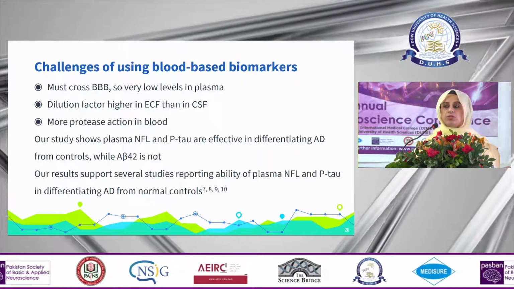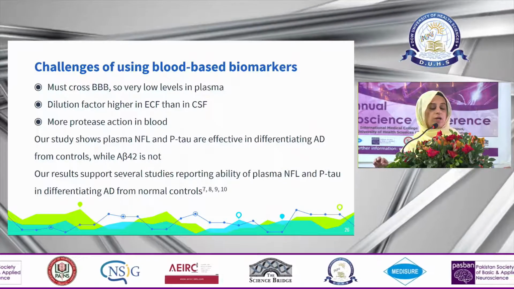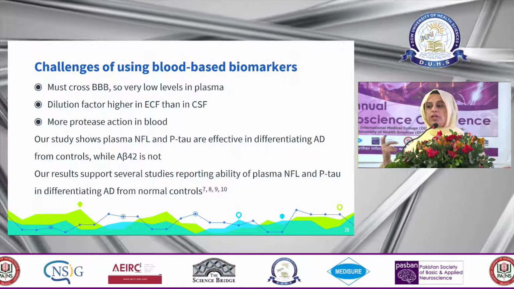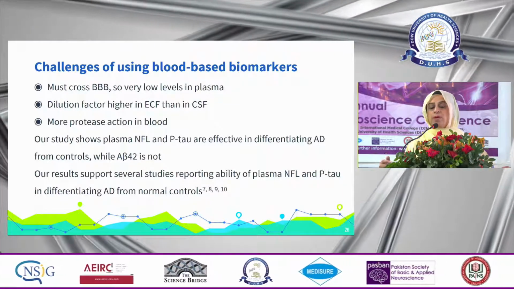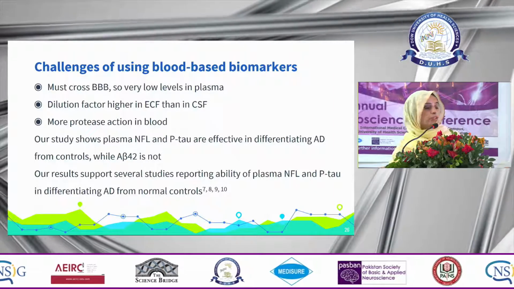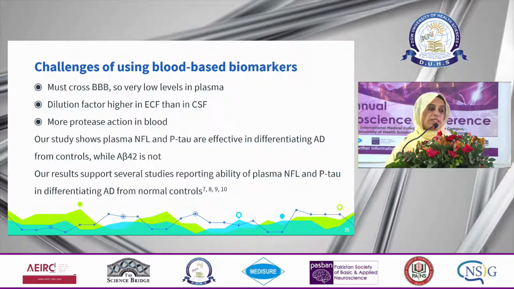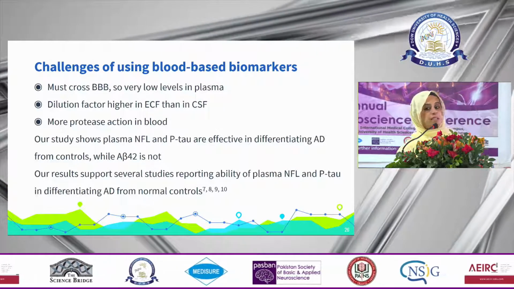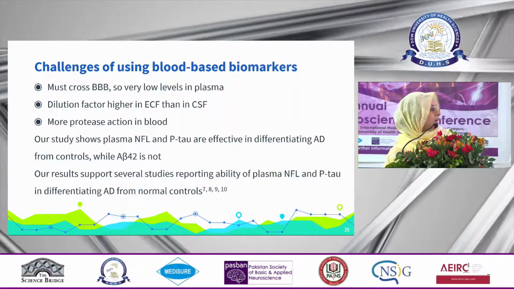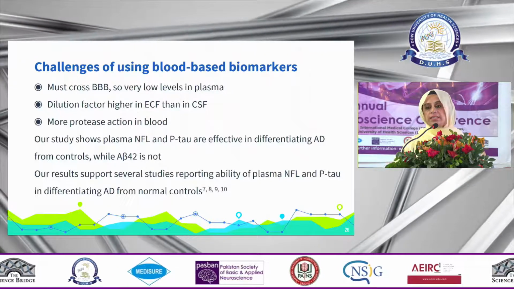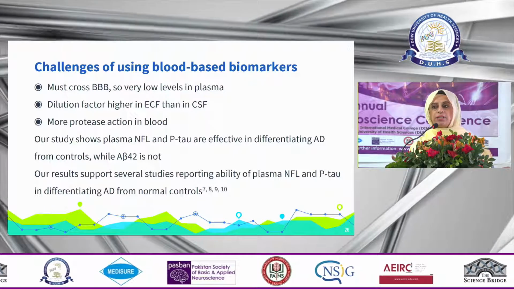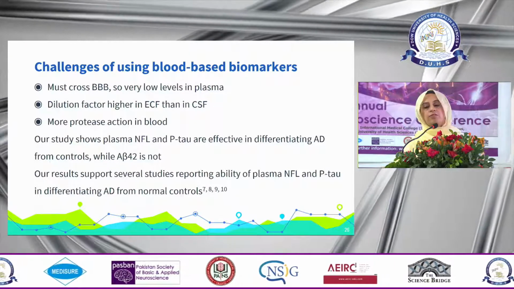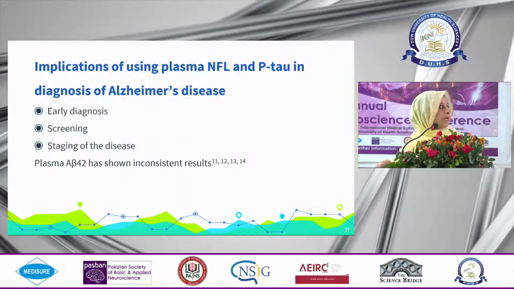However, there are some challenges with using blood-based biomarkers, some important ones being that these proteins have to cross the blood-brain barrier, and hence very low levels of these proteins appear in the plasma, which is difficult to measure. Dilution factor is higher in the extracellular fluid as compared to CSF, and also the protease action is more pronounced in plasma as compared to in CSF. However, our results are supported by other results in literature, which also propose the use of NFL and p-tau in differentiating Alzheimer's disease patients from healthy controls.